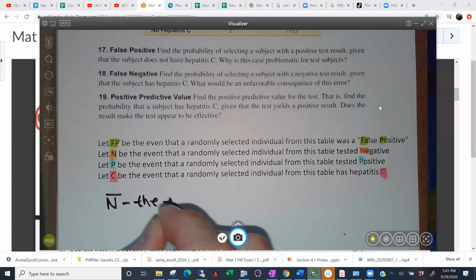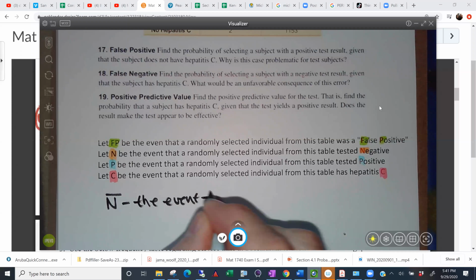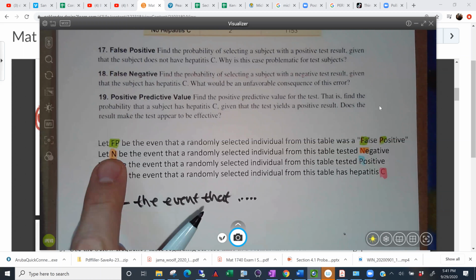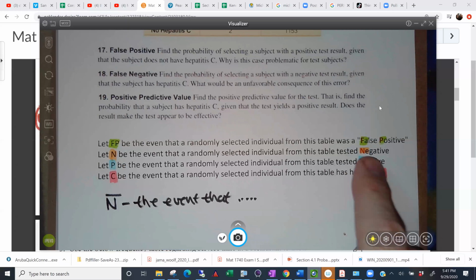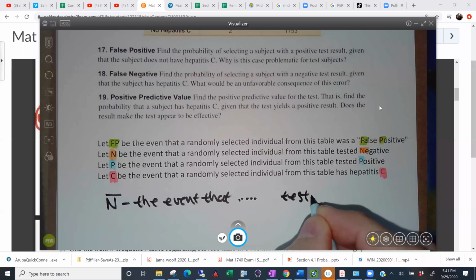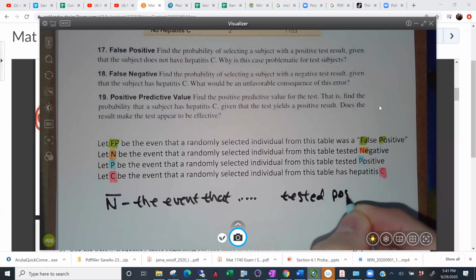So in words, what would the complement of this event be? Anyone? Like the chance that, like if something was the chance that it would happen, it'd be the chance that it wouldn't happen. Yeah, so in words, if N is the event that they tested negative, what's N bar? That's positive? Yeah, they tested positive. Perfect. So they tested positive.